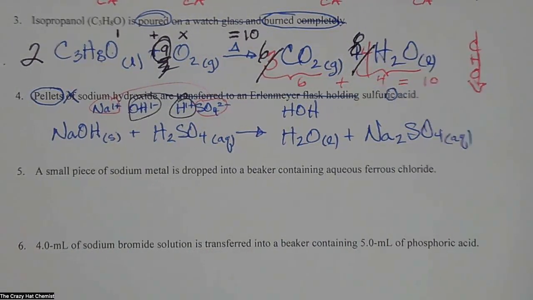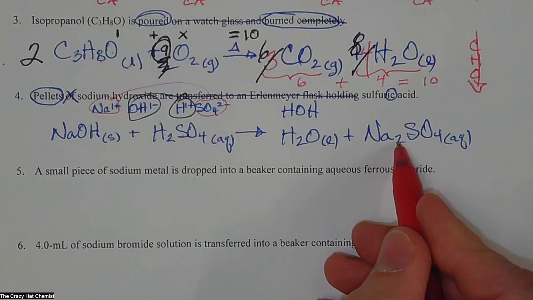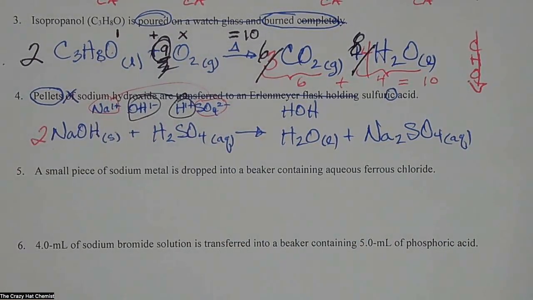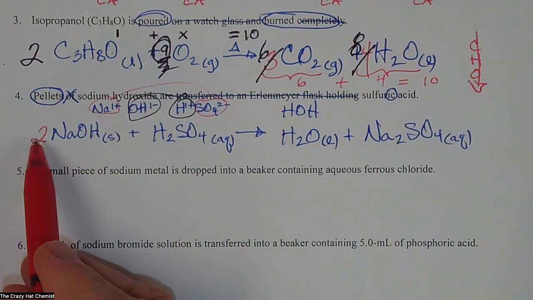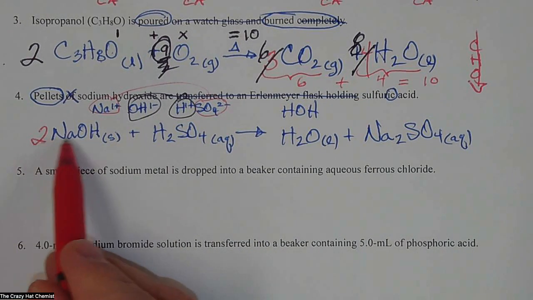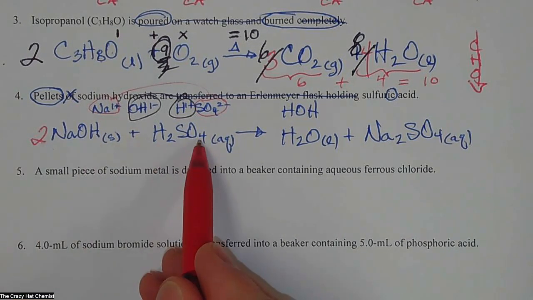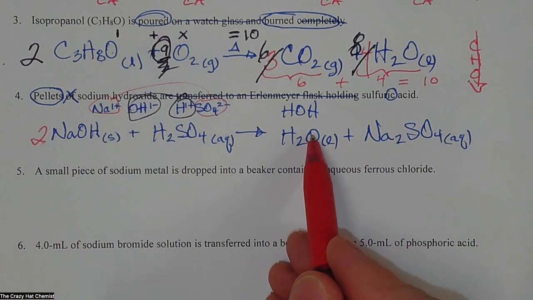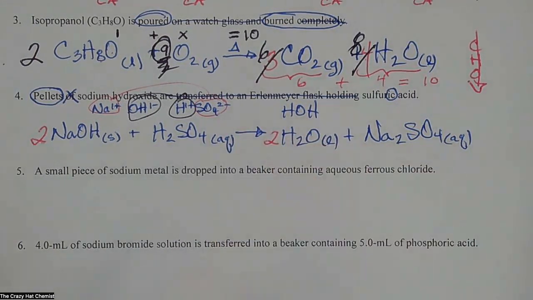Then what we need to do is balance this here. We have two sodiums on the product side, one sodium here, and we're going to place a 2 right there. And then we're going to look at the number of oxygens. There's 2 oxygens here, 4 oxygens here, for a total of 6. There's 4 oxygens here and 1, so I need 1 more, so I'm going to place a 2 right there in front of the water, and then that one is balanced.